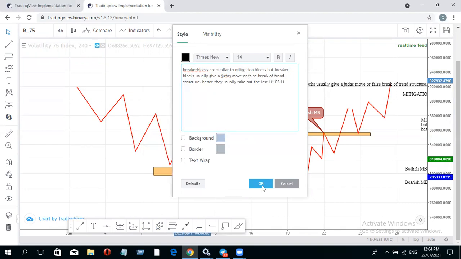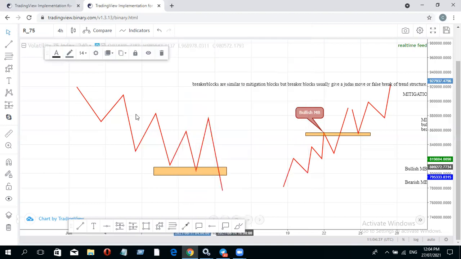The market was trending downwards. We have lower high, lower low, lower high, lower low, lower high, lower low. So this is the last candle. This is a bearish breaker block. It was the last bearish candle which took out the last lower high and then came down. So it usually gives a false break of structure.